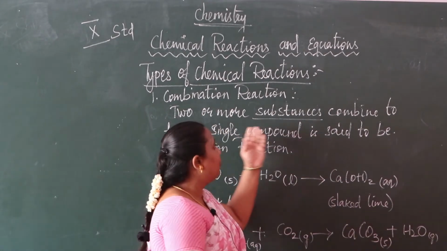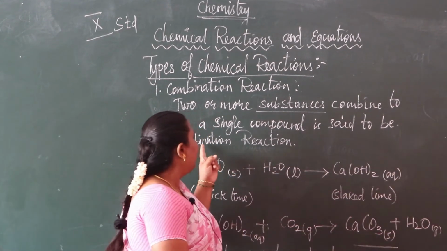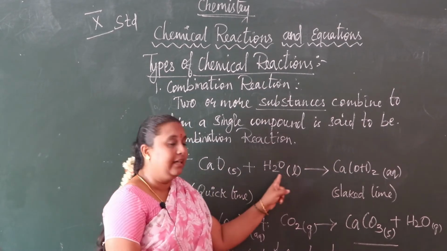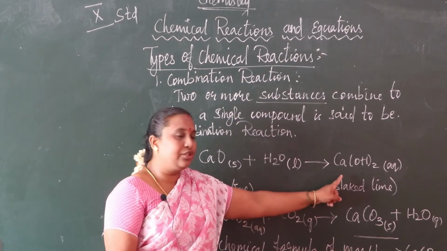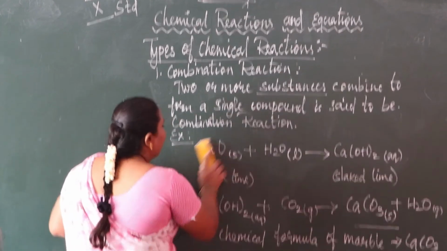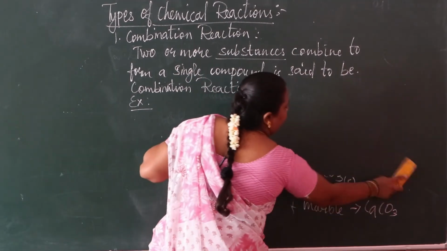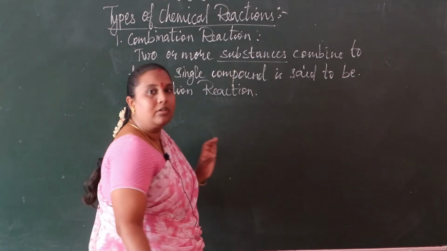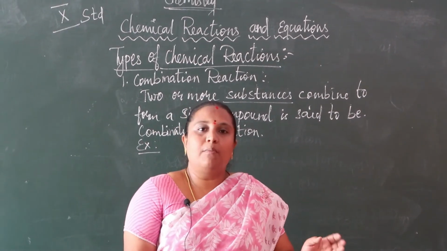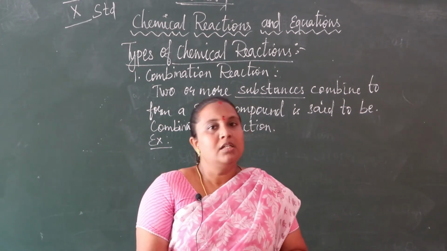What is a combination reaction? Combining of 2 or more substances to form a single product is said to be a combination reaction. That is, calcium oxide reacts with water, it gives calcium hydroxide. Understood, children? Now let us see one more example. What we saw till now are compounds: 2 or more compounds react and form a single compound.